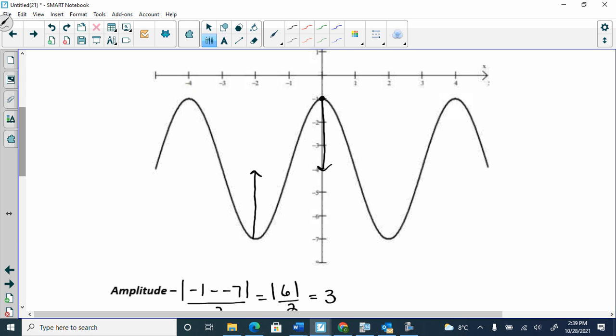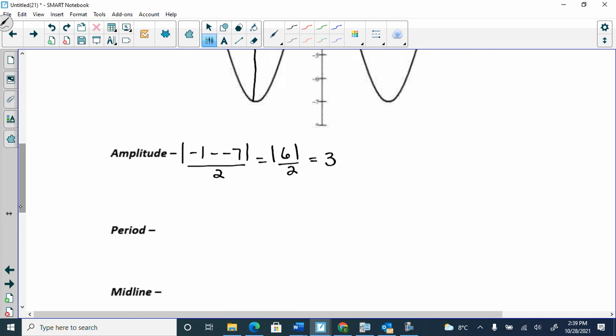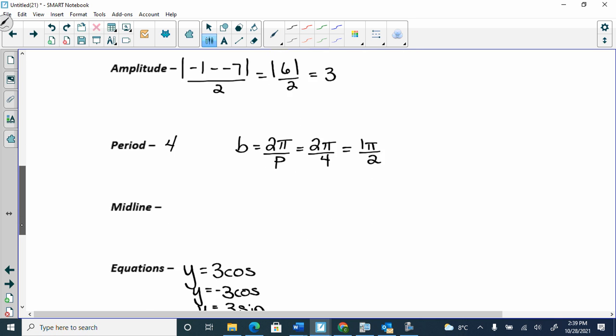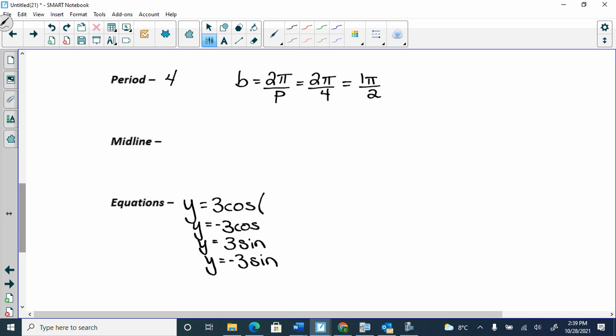So this is from max to a max. What's the distance on this one, horizontally? It's 4. 0 to 4, right? So the period is 4. So my b is 2 pi divided by the period. So it's going to be 2 pi divided by 4. So what's it going to be? 1/2 pi, or pi over 2, right? So we go to b, and I'm going to go pi over 2.